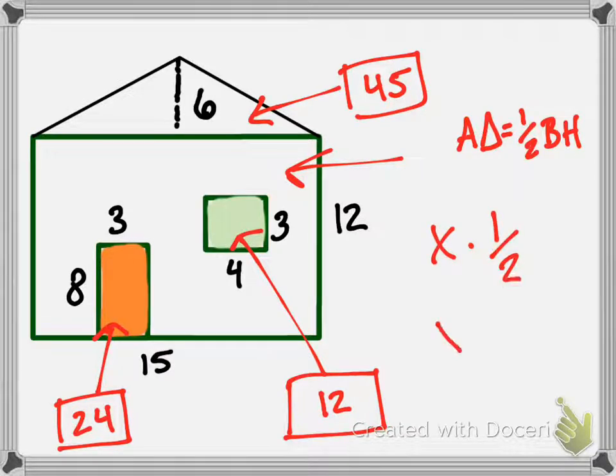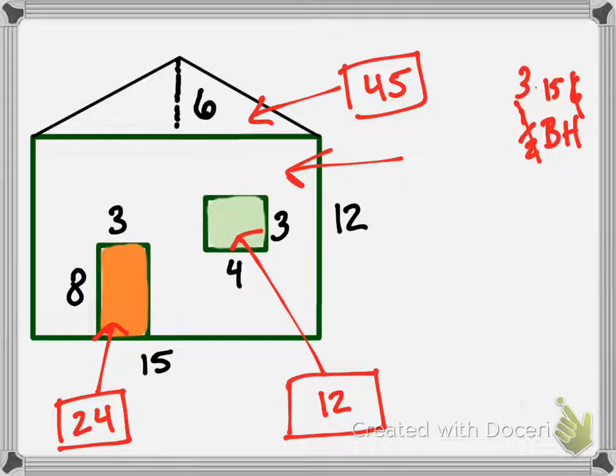We do our keep, change, flip. Multiplying by half, dividing by 2 are the exact same thing. Our height here was 6. Our base was 15. We add that 1/2. I want to get rid of that half. I turn it into a 3, and I get 45.